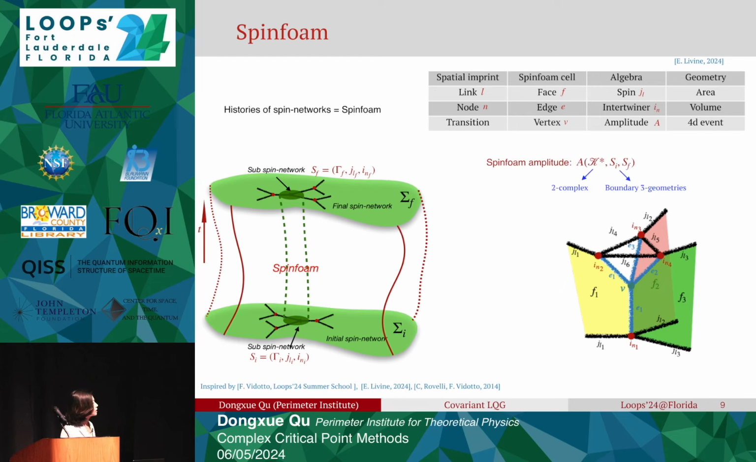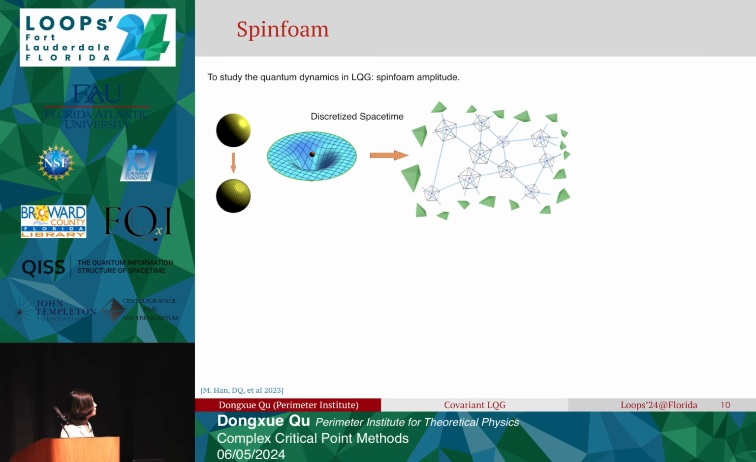So then we can compute the spin foam amplitude, which depends on the 2-complex and the boundary 3-geometries. I will introduce the 2-complex later. In other words, you can consider the spin foam amplitude as a map from the 2-complex and the boundary 3-geometries to a complex number. So we construct the spin foam amplitude to study the quantum dynamics in loop quantum gravity.